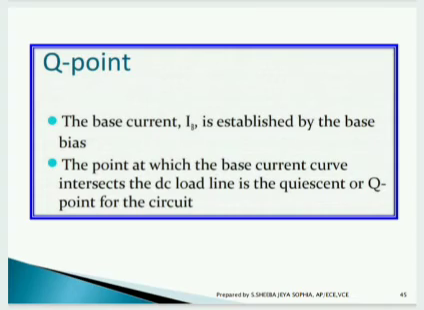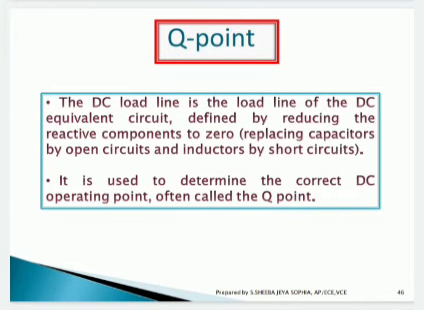Moving to the Q point. What is this Q point? It is the point at which the base current curve intersects the DC load line. And so this is said to be the quiescent point or Q point for the circuit. What is this DC load line? The DC load line is the load line of the DC equivalent circuit, defined by reducing the reactive components to zero, that is, replacing capacitors by open circuits and inductors by short circuits. It is used to determine the correct DC operating point, often called the Q point.